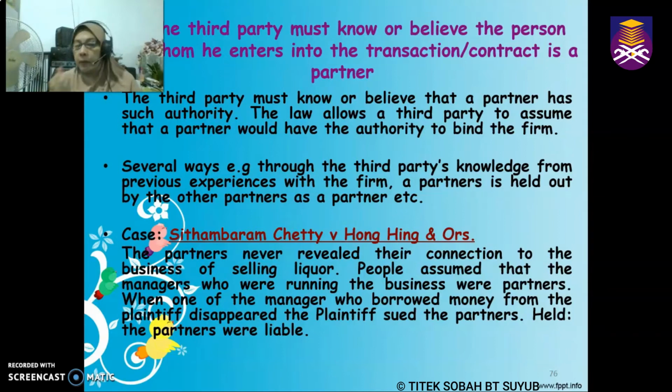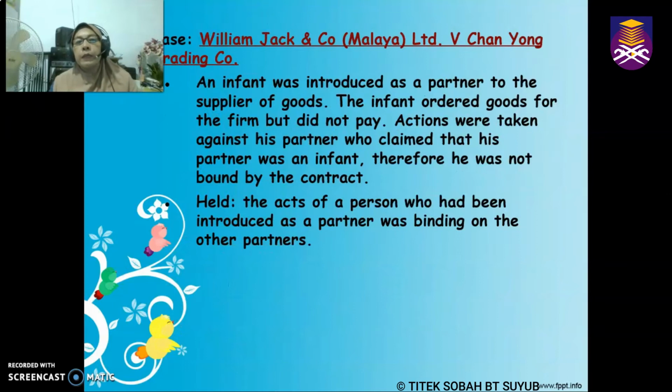The court held the partners liable. Why? Because all the time, to outsiders, these managers appeared to be the partners of the firm, or maybe they thought he had the power to bind the said firm. Next, the case of William Jack versus Chan Yong Trading Company, which I highlighted to you earlier. Now we are going to refer to this case again, whereby this case involved an infant partner, whom an adult partner introduced as a partner of the firm. This infant partner, a minor, ordered goods, however, later on he failed to pay for the said goods.